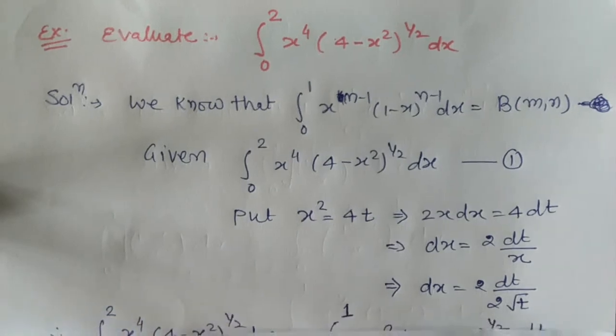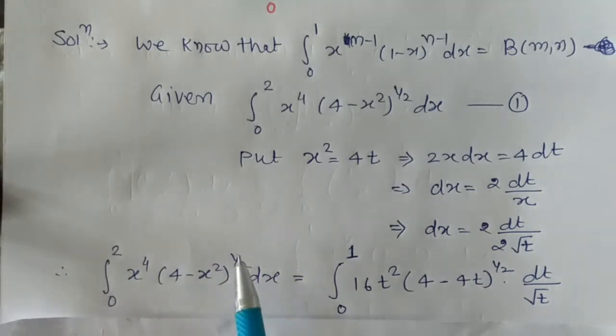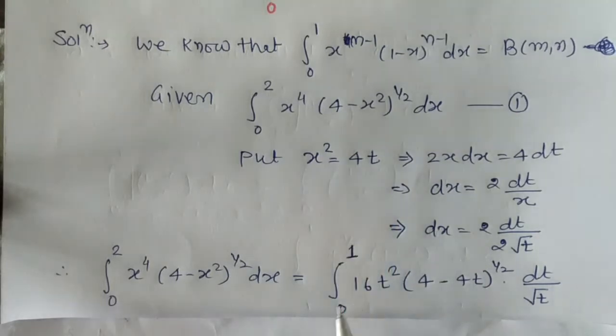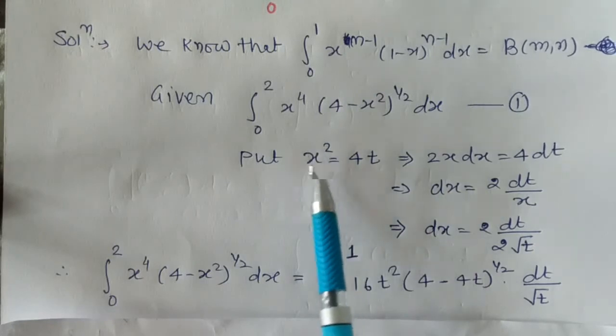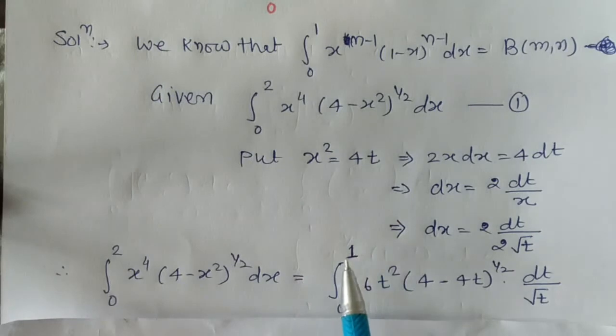Now the given integral 0 to 2 x power 4 into (4 minus x square) whole power 1 by 2 dx is equal to integral 0 to 1. Since the lower limit of x is 0, we put here, then we get the lower limit of t is 0, and the upper limit of x is 2, we put here, then x square becomes 4, 4 to 4 cancel, which gives the upper limit of t is 1. So the limit of the integral reduces from 0 to 1.